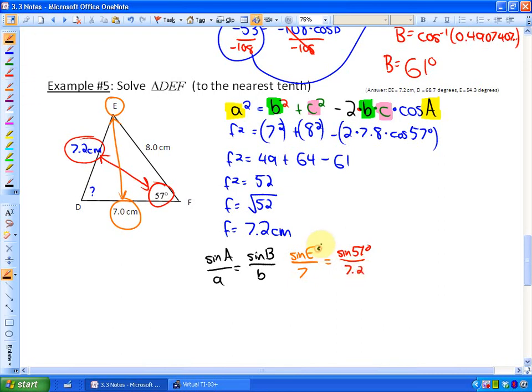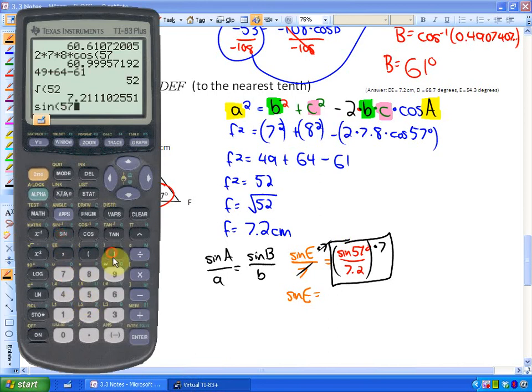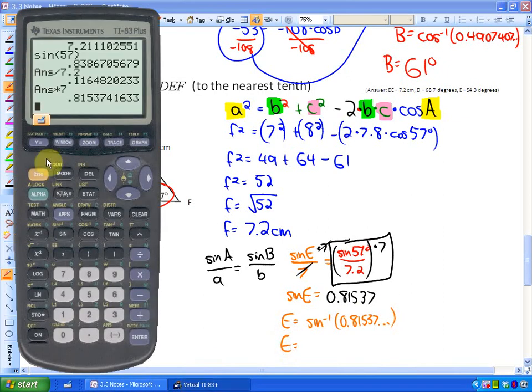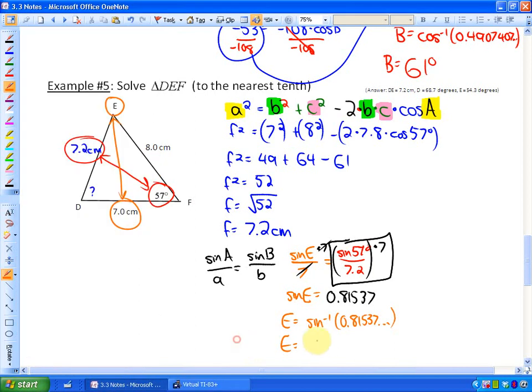We'll do this pretty quickly here. If you forgot how to do this, you might want to go back and look at the sine law lessons. So sine E is equivalent to, and again, finding this side here, being very careful, do it in multiple steps. So sine of 57, hit equals, divide by 7.2. That gives me the proportion, hit equals, times 7, hit equals, and I get a ratio of 0.81537. In order to solve for angle E, I would take the opposite of sine, which is sine inverse of 0.81537, etc. So angle E is equivalent to roughly 54.6, because it's a rounded answer. So 54.6 degrees.